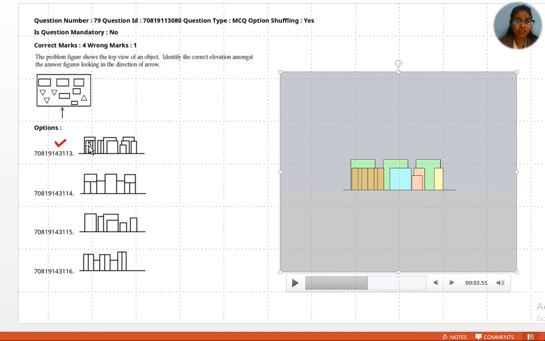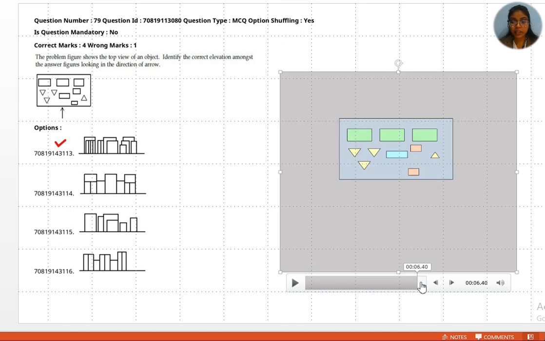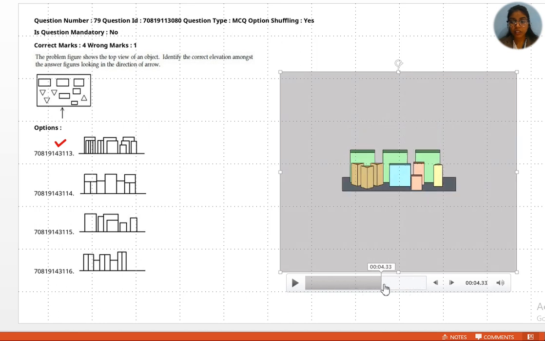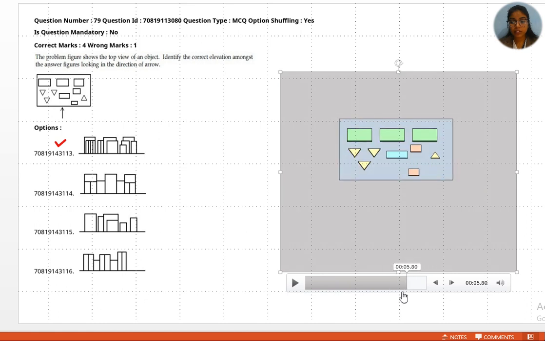Fine. But as per the question figure, all of them are at the same height, so I have placed them all at the same height. Green ones are at more height, so at the back, they are at more height. In this way, it is getting transformed into this elevation.